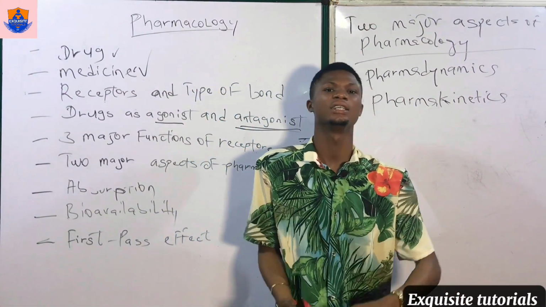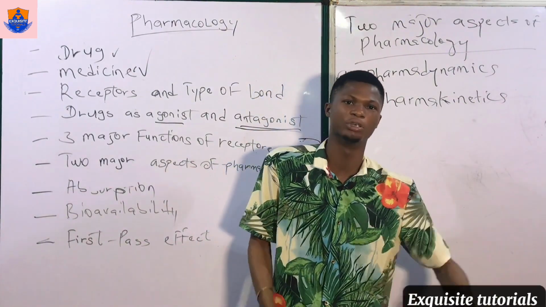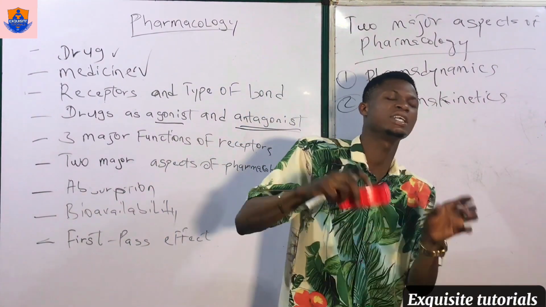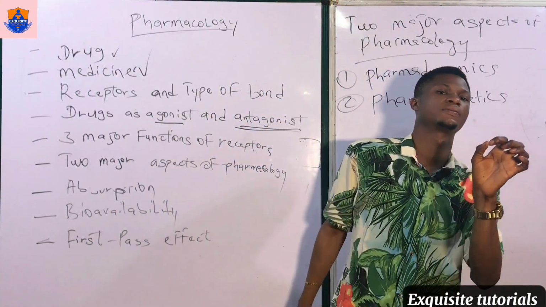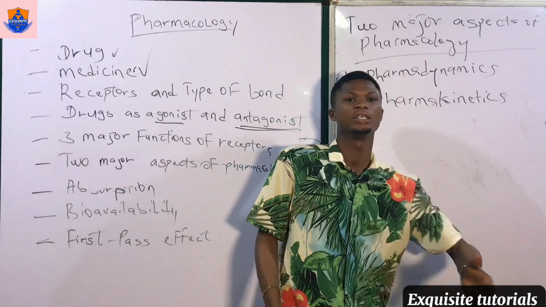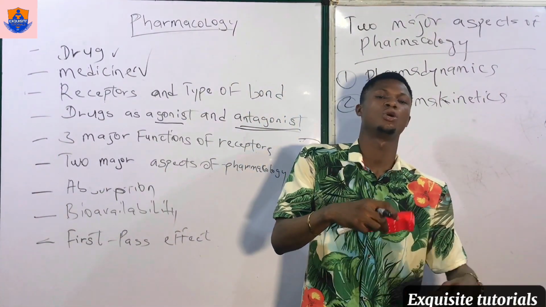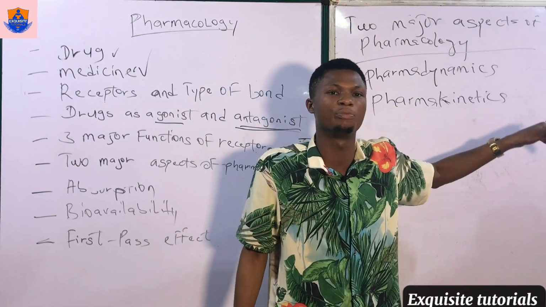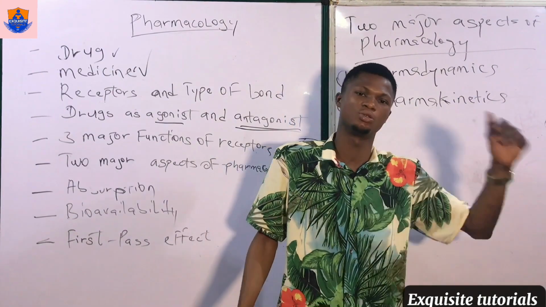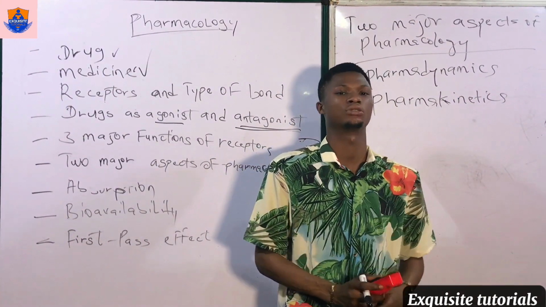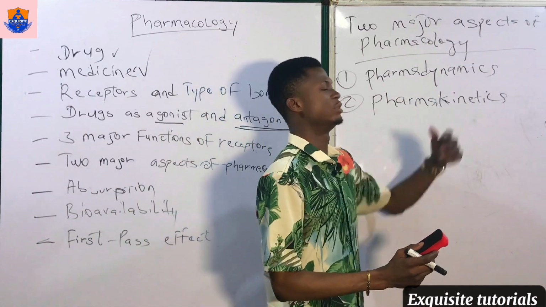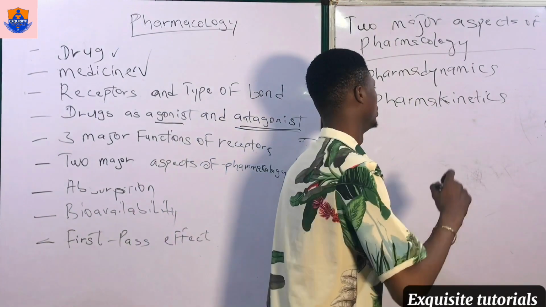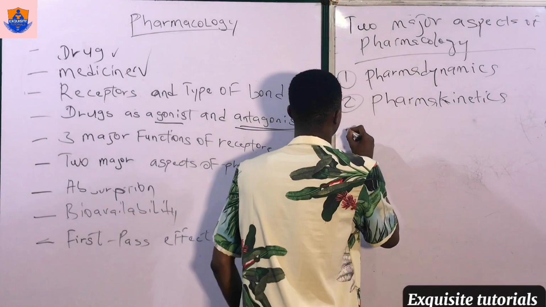Pharmacodynamics means the effect of the drug on the body. That is the simple explanation. The study of the effect of the drug on the body, while pharmacokinetics means the study of the effects of the body on the drug. Understanding these two things is going to help you determine the right drugs to use. Now, let me explain pharmacodynamics, which I said is the study of the effects of drugs on the body.